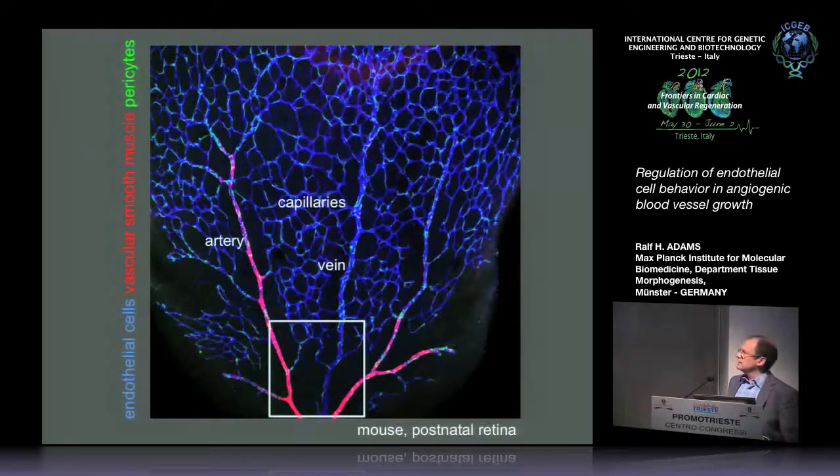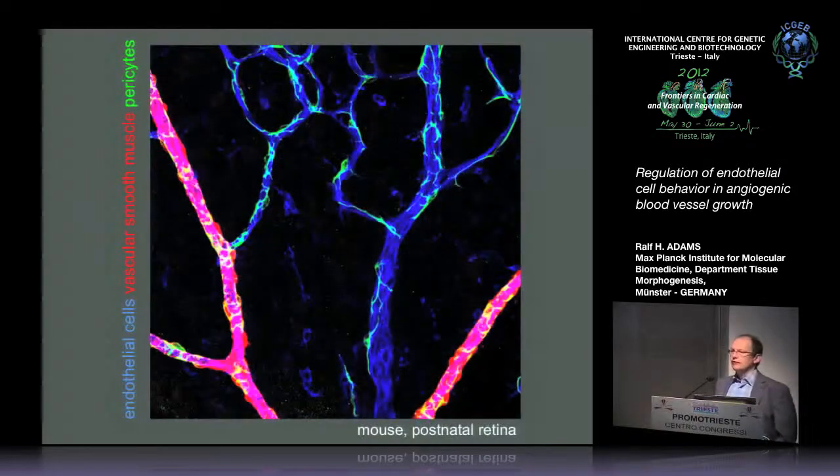The different cell types that are relevant have been stained: the endothelial cells, vascular smooth muscle cells in red here, and the pericytes. And what is also nicely exemplified by this image is that if you look here in the central retina, these are the blood vessels that have formed first, and they are the most mature ones. So you can here clearly identify the arteries, two of them that are already covered by vascular smooth muscle cells. The vein here is not yet covered by vascular smooth muscle cells, and you have also capillaries.